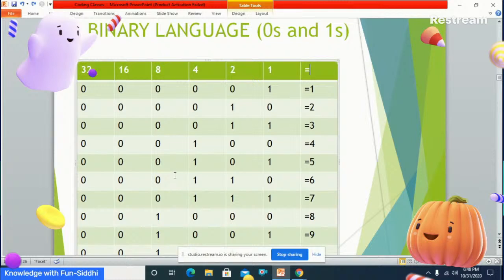No one answered. No one is answering. 8 plus what gives you 10? Okay, 1 0 1 0. Very good. Because हम 8 की जगह पे 1 लिखेंगे and 2 की जगह पे 1 लिखेंगे. So 1 0 1 0. 8 plus 2 gives you 10.